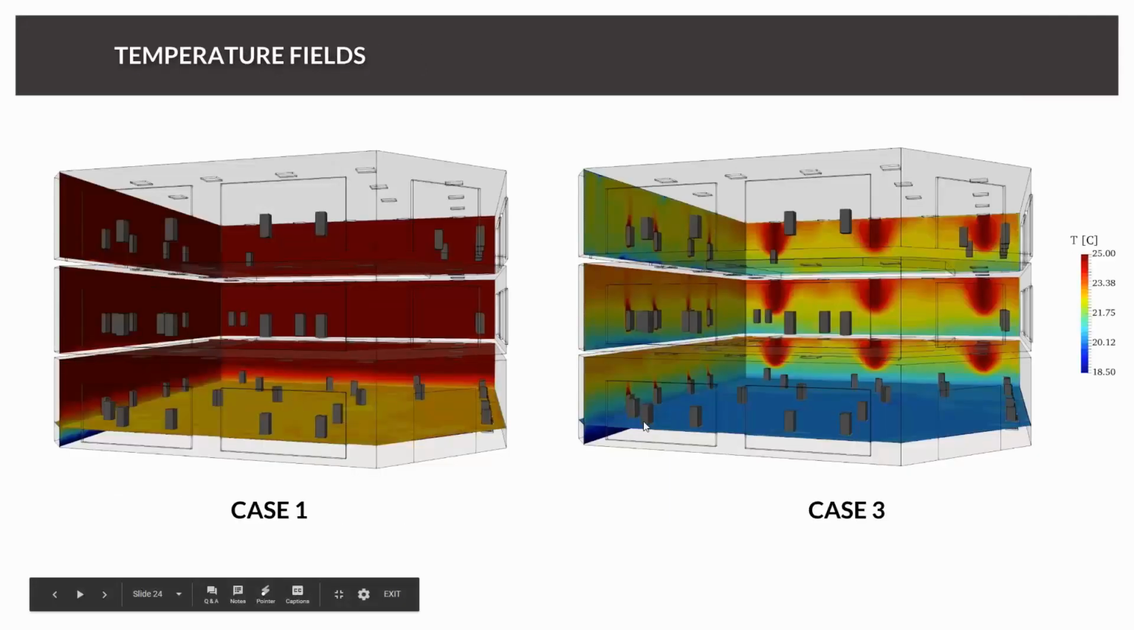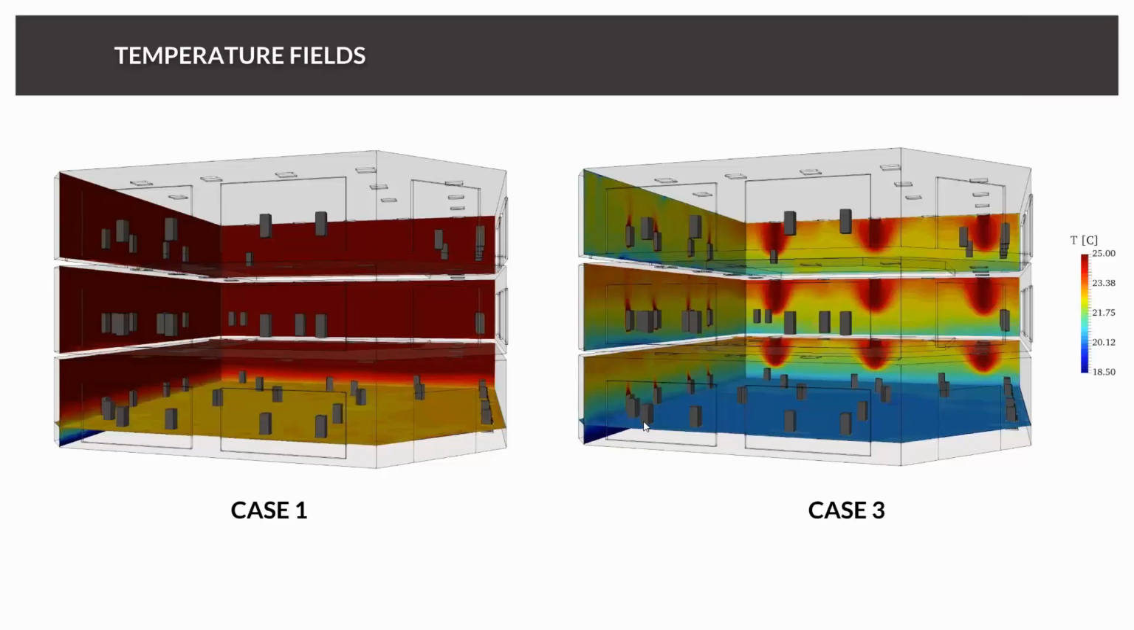And first of all, let's take a look and compare case 1 and case 3. And here you can just see the temperature at the walls, which give a good idea about the temperature inside the room. And as you can see, case 1 is much too hot. It's like over 25 degrees everywhere, like 1.5 meters, 2 meters above the floor. And in contrast to that, case 3 looks much better.